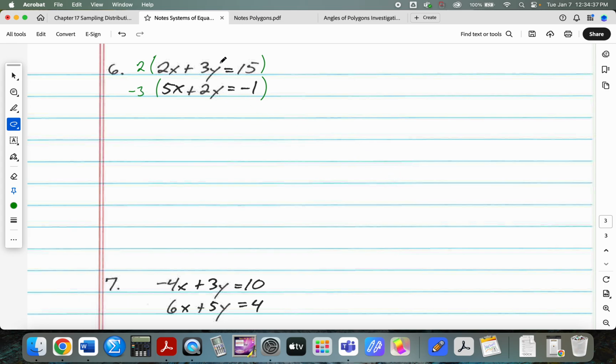So that I end up with a 6y and a -6y. I could have done -2 and +3. I chose a negative just to get rid of this negative. I'm still going to have a negative. It's impossible to get rid of entirely. So this is 4x plus 6y is 30. This is -15x minus 6y is equal to 3.